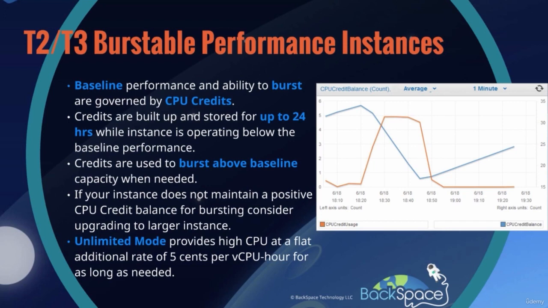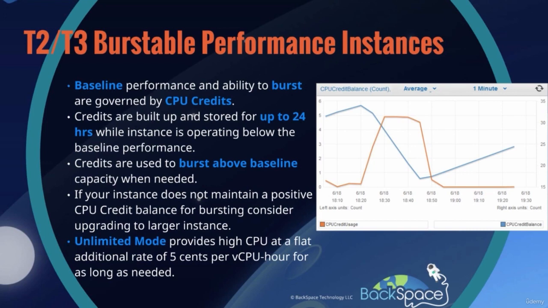So the T2 burstable performance instance will fill that void and provide instantaneous response to that increased demand. Credits, they're built up over a 24-hour period. So if you stay below that baseline, you're going to build up credits for every hour that you are under that baseline. And then you can use those credits when needed to burst above that baseline capacity. And after the 24-hour period, that will be reset.